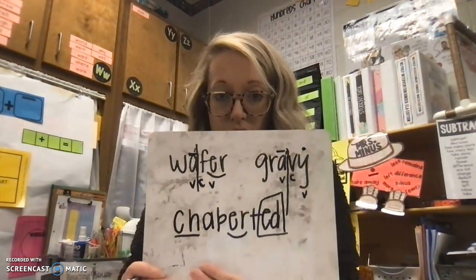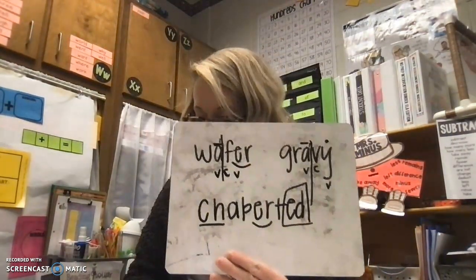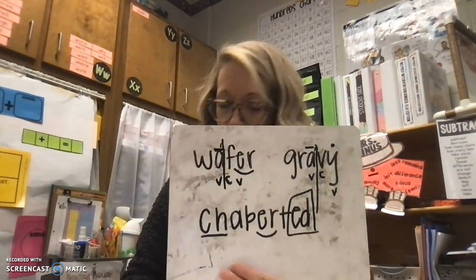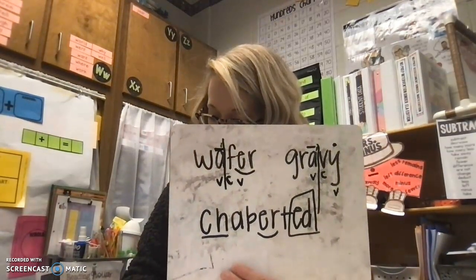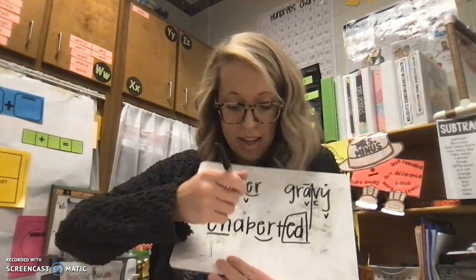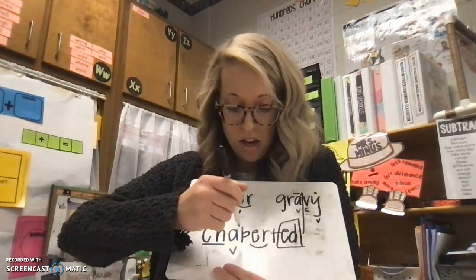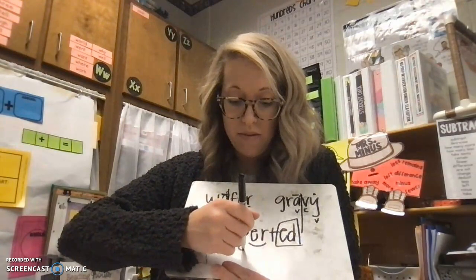Now, let's look for our vowels. Do you see anything that might be making the vowel, consonant, vowel pattern? Yeah, I see A as a vowel. And I see B as a vowel.